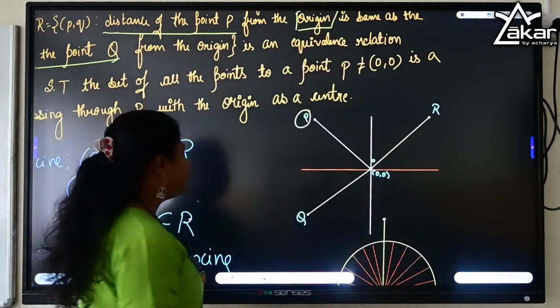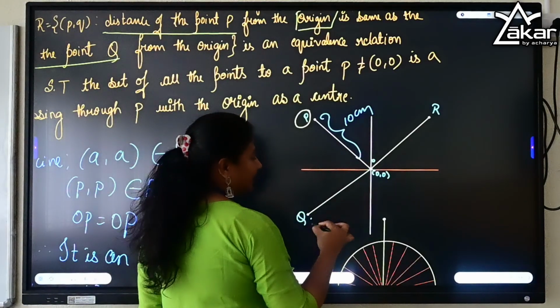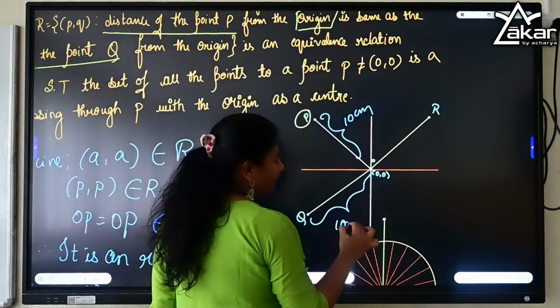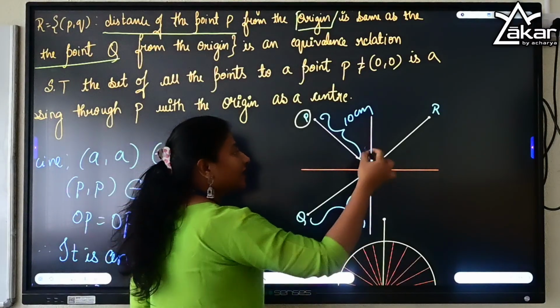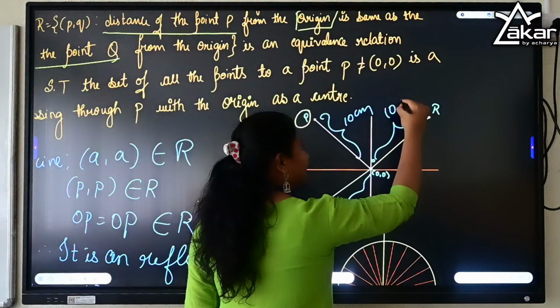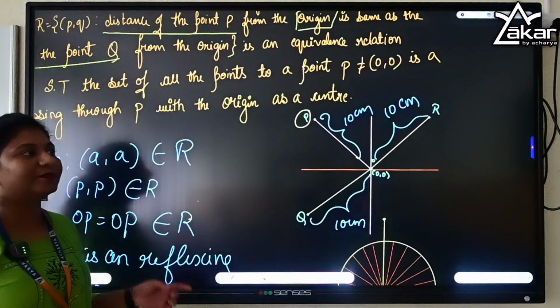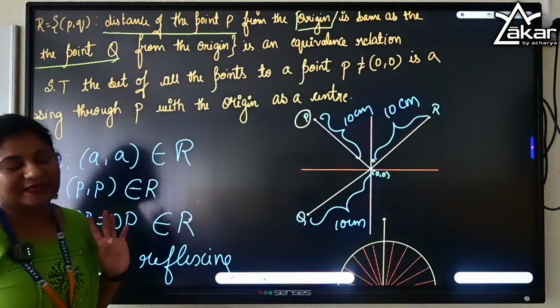For example, let us consider the distance from here to here is 10 centimeters, and here also the distance will be 10 centimeters. If both are at the same distance, that is 10 centimeters, then all 3 points lie at 10 centimeters from the origin only.